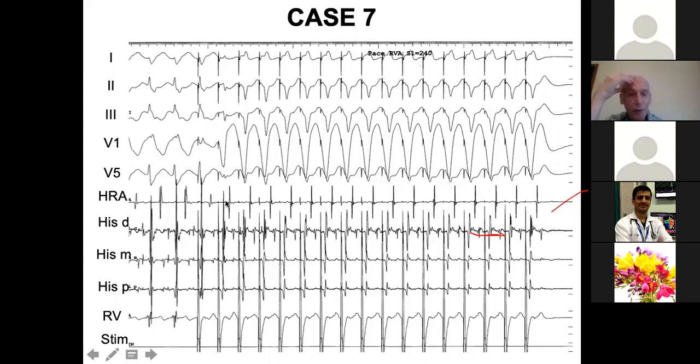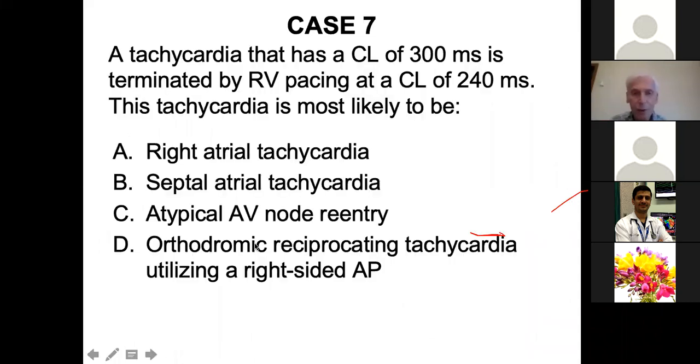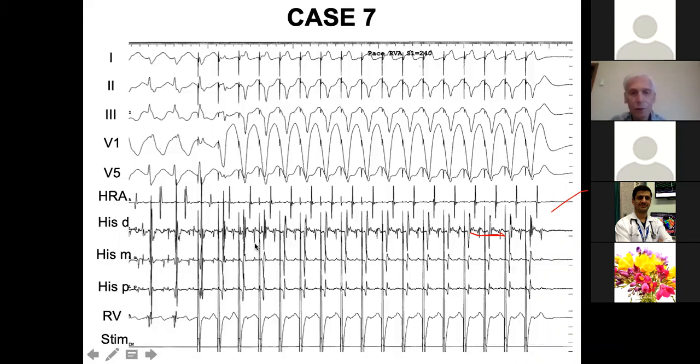And anyway, this is, again, eccentric activation, way in front of the septum. So this is ORT. It's not AT with a bystander accessory pathway. I don't think that was a choice. No, it wasn't a choice. But it'd be very coincidental that the activation sequence would be exactly the same during deep pacing as during tachycardia.